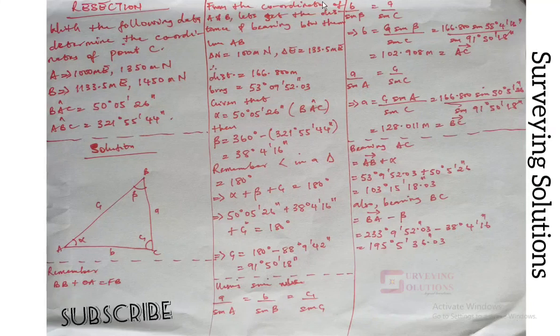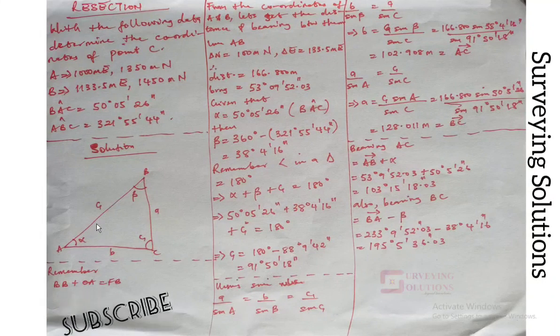Now, from the coordinates of A and B, let's get the distance and bearing between them. That means getting the distance and bearing of line AB, because points A and B are the points that are known. Therefore, we can easily get the distance and bearing between them, and they will serve as our baseline, right?